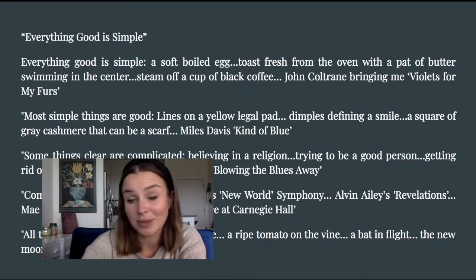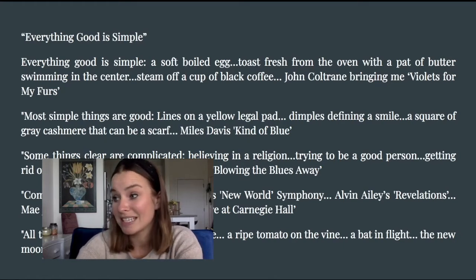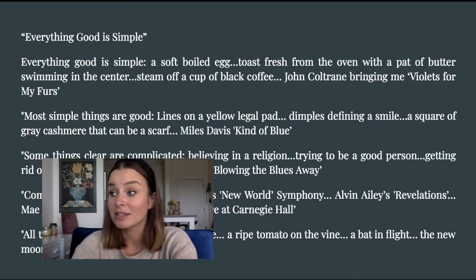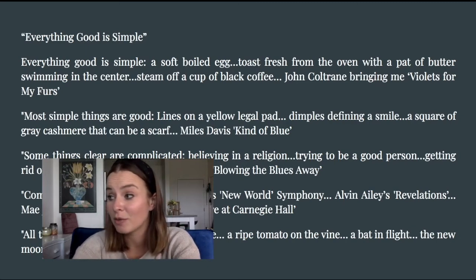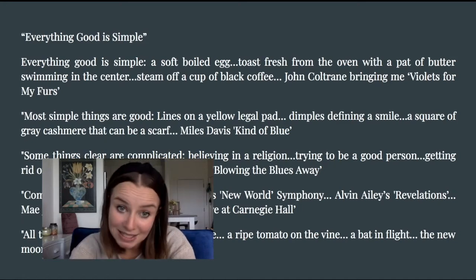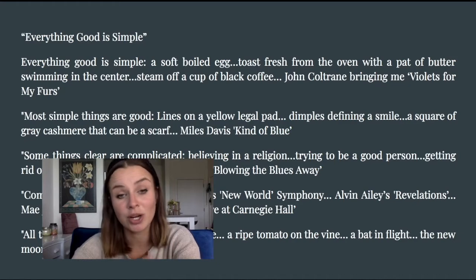I also want you to notice all of the small forms of imagery that Nikki Giovanni uses in this poem. Lines on a yellow legal pad. We can see that so visually. Steam off a cup of black coffee. You can feel that. A soft-boiled egg or toast fresh from the oven with a pat of butter swimming in the center. That smell and taste, appealing to those senses, makes her writing more interesting based on the imagery used.